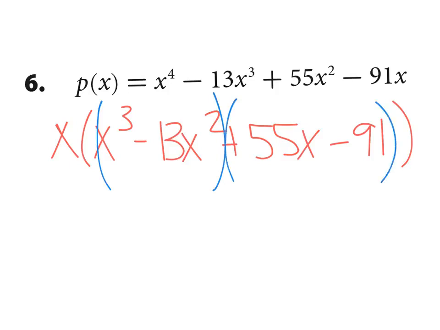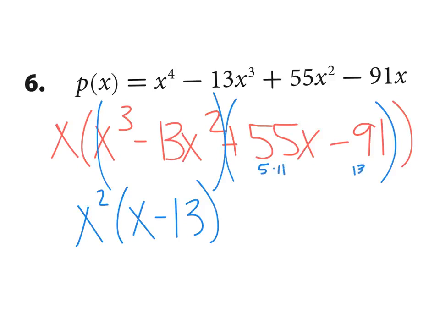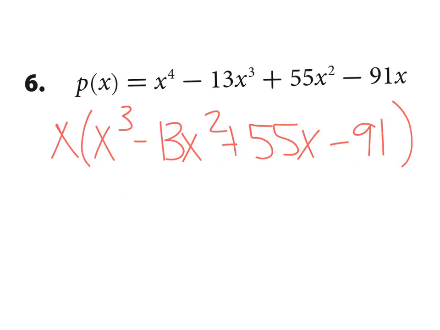If I were to group this, what do those first two have in common? And then I'm left with x minus 13. What about 55 and negative 91? 55 is divisible by 5 and 11, and 91 is divisible by 13 and 7. Do they have anything in common? No. So you can't factor anything out of this. So you can't group this problem because it doesn't work out. That's why I told you not to write it, because I didn't want you to waste your time writing something that I knew wasn't going to work out.